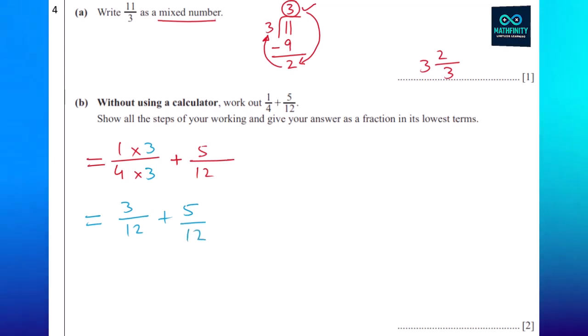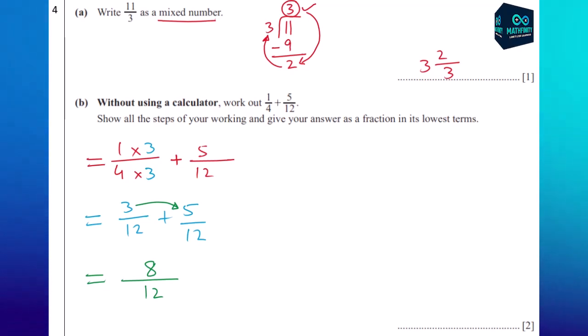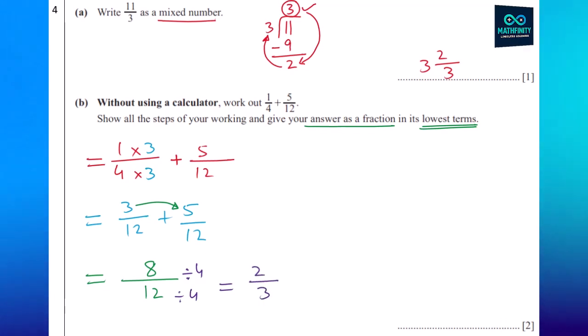After making the same denominator, we have to add or subtract the numerators. 5 plus 3, 8 over 12. And what is the statement here? Give your answer as a fraction in its lowest terms. Lowest terms means simplest form. So both numerator and denominator we can divide by 4. So what we will get? 2 over 3. We cannot simplify more. So this is the final answer, 2 over 3. Hopefully you understand.